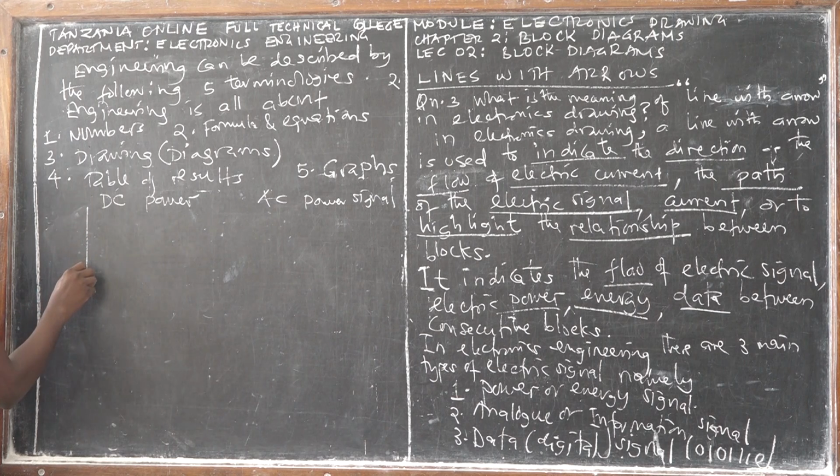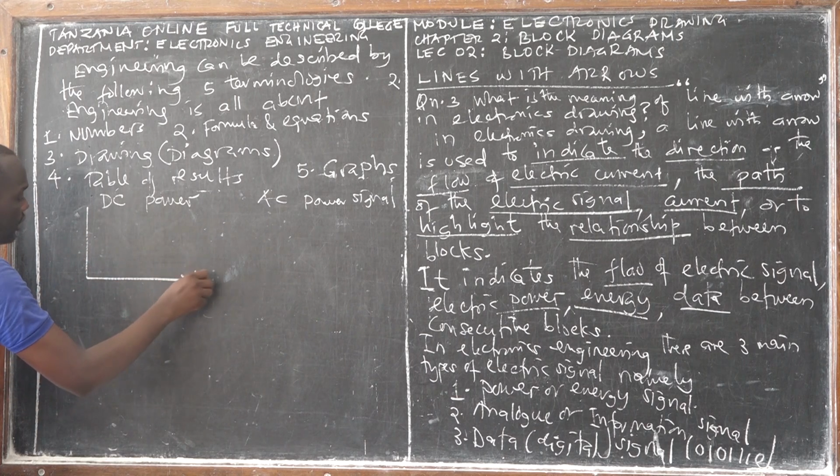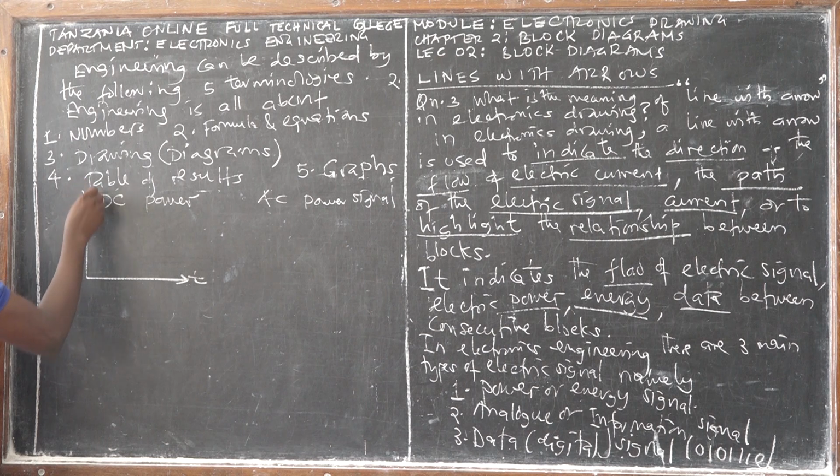The waveform for DC power signal will be like this. It will be varying with time, and this is voltage. It will be a straight line.